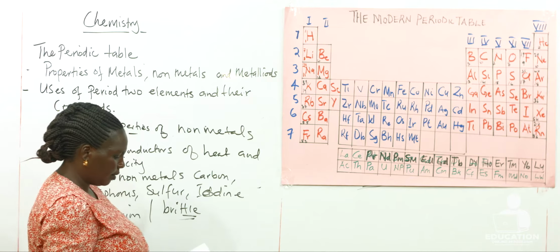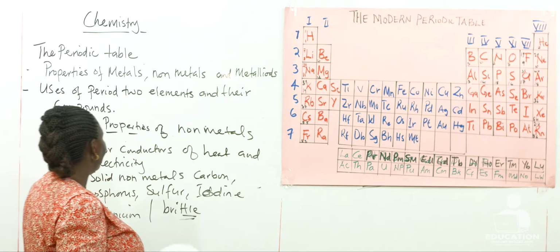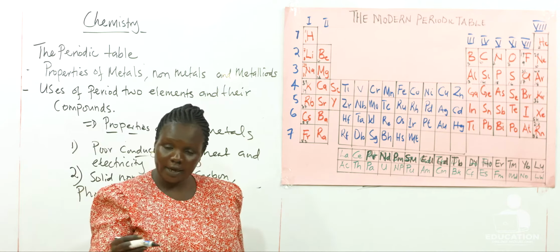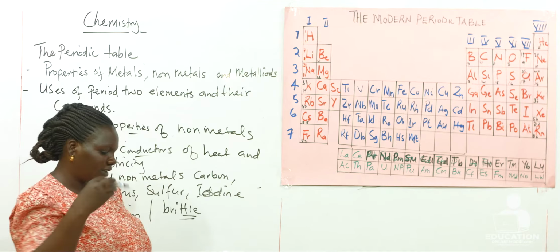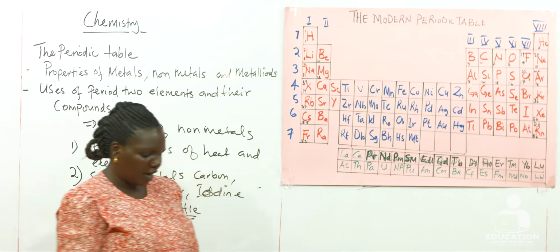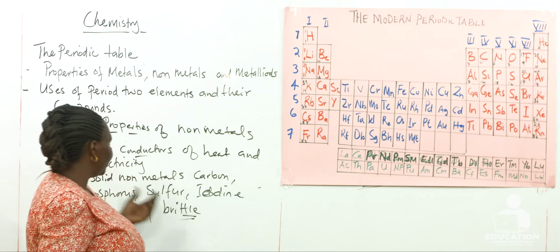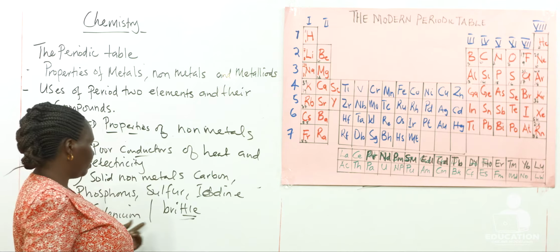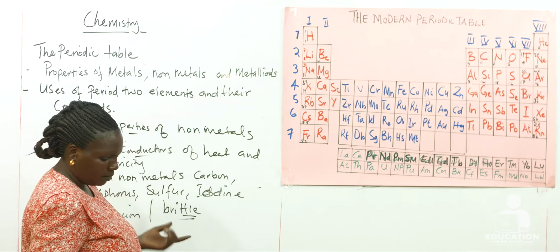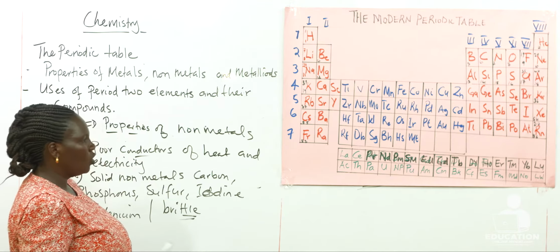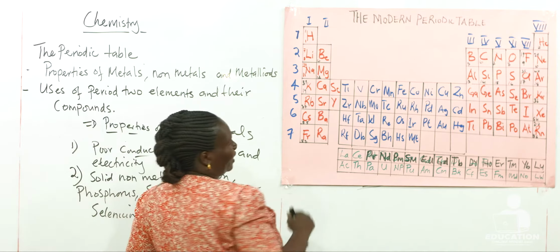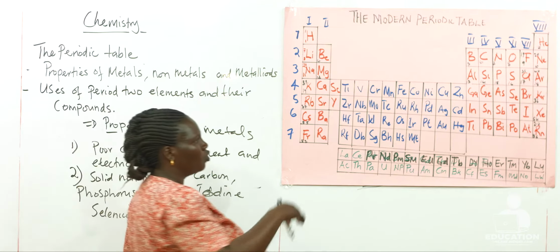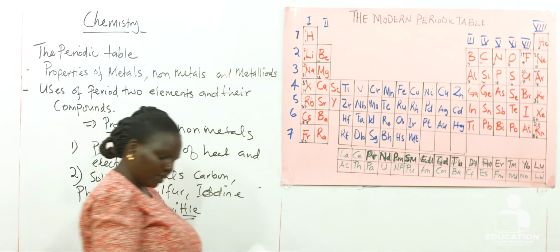So these are the properties of non-metals. They are poor conductors of heat and electricity. This means that they cannot conduct electricity, or they cannot transfer heat from one body to another. The solid non-metals such as carbon, phosphorus, sulfur, iodine, selenium are brittle, not flexible, and can be easily broken. Non-metals are found at the right hand side of the periodic table, mostly between group 5 and 7.